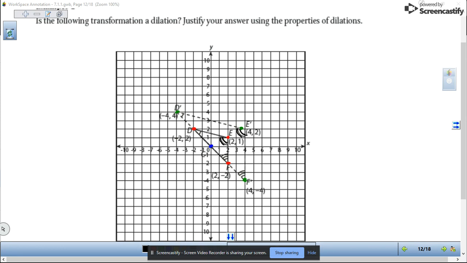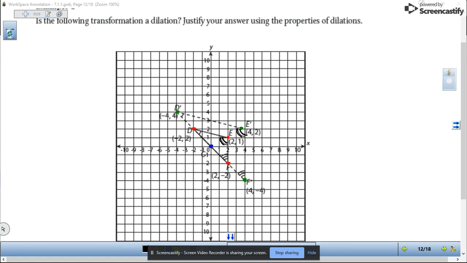And the last one, we have DF and D prime F prime. So DF is down 1, 2, 3, 4 over 1, 2, 3, 4. So slope of negative 1. And then D prime F prime is down 1, 2, 3, 4, 5, 6, 7, 8, and then over 1, 2, 3, 4, 5, 6, 7, 8. So the slopes are the same.